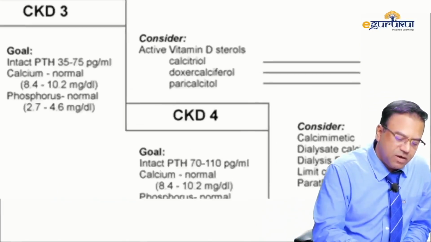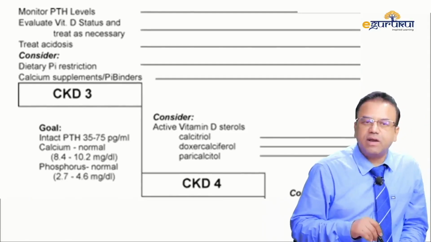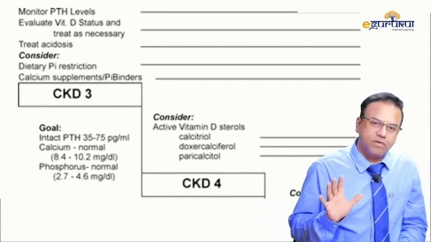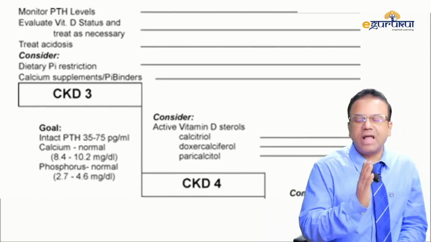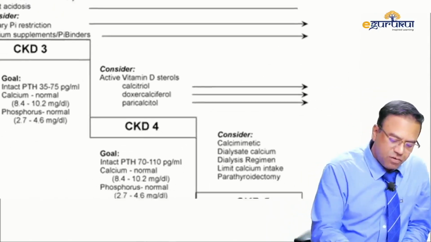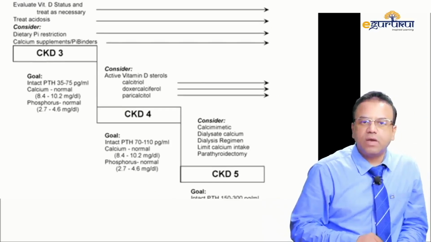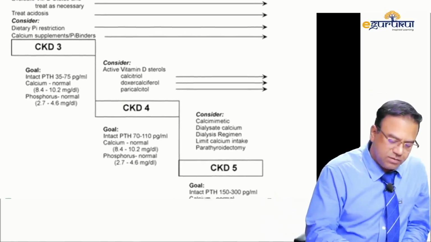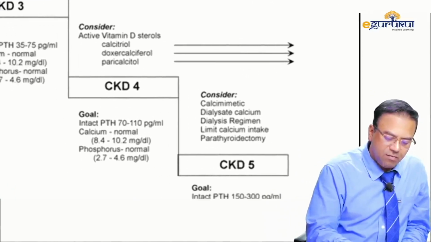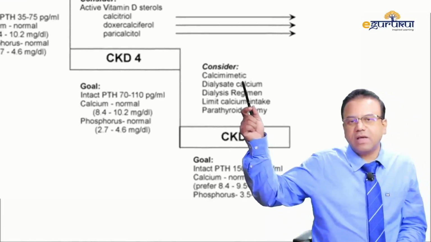From stage 3 onwards, vitamin D status has to be checked and treated as necessary, treat the acidosis, give dietary phosphate restriction, give phosphate binders. So this is starting from stage 3 onwards. So stage 3 onwards, our job starts for calcium, bone, vitamin D, all these start becoming important. So in stage 4, we consider using vitamin D supplementation. We can also consider using other drugs like paricalcitol, calcitriol, all these are other vitamin D sterols. Stage 4, calcium mimetics, I told you cinacalcet.